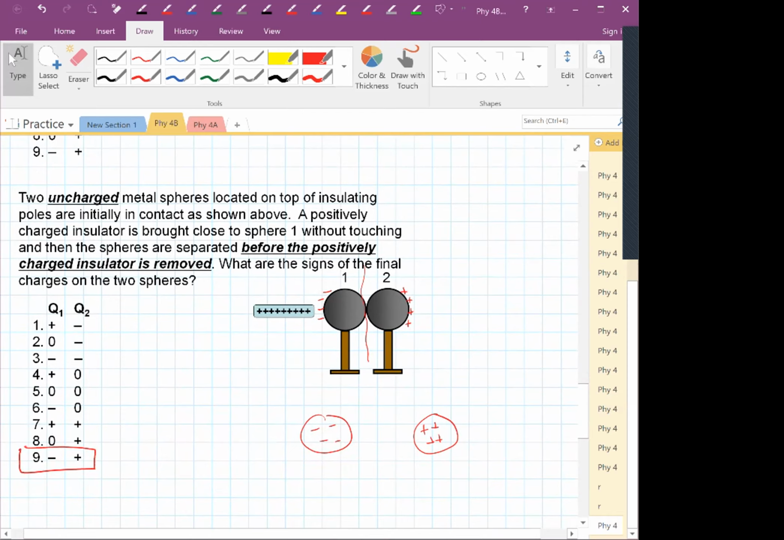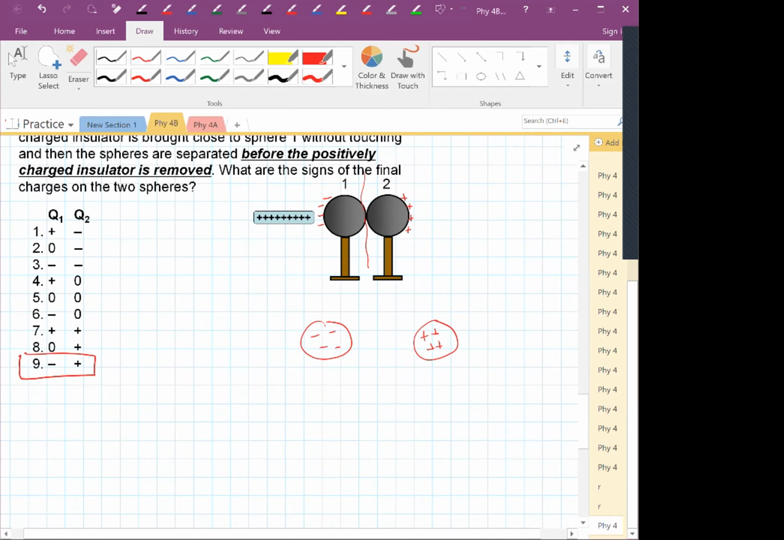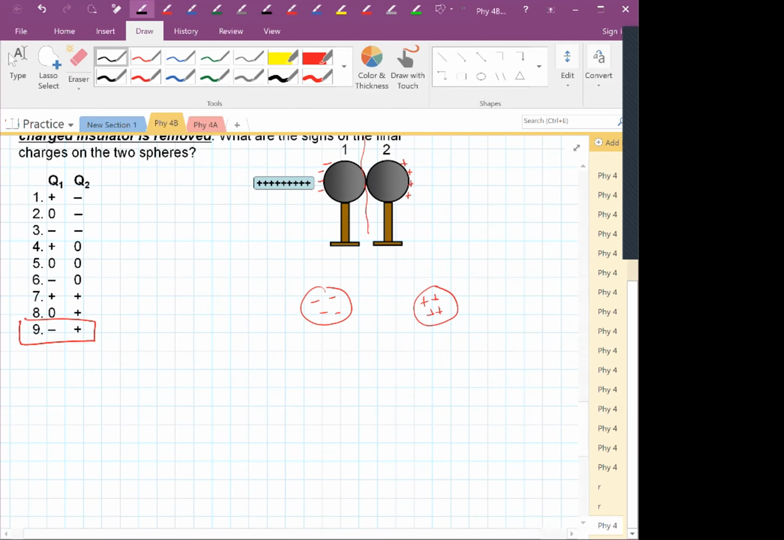Okay, so let's talk about forces. Because we've sort of been alluding to the fact that there are forces here, right?